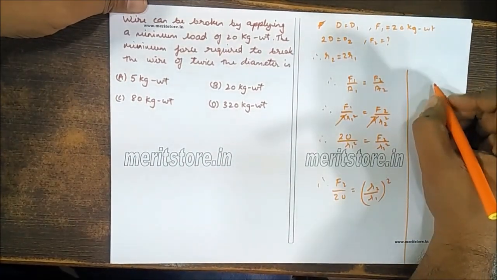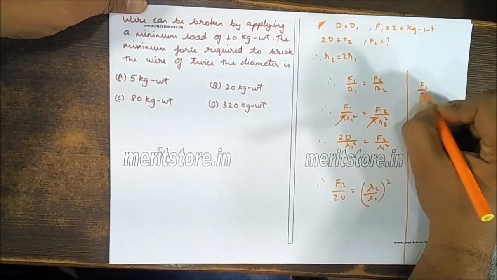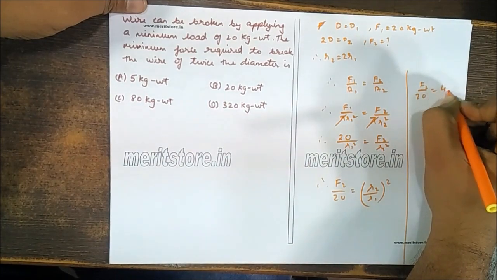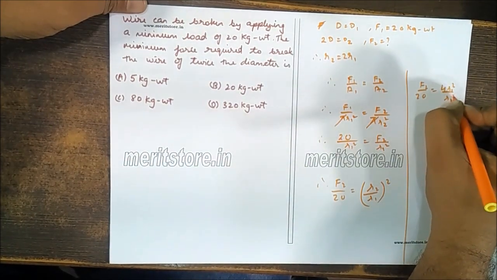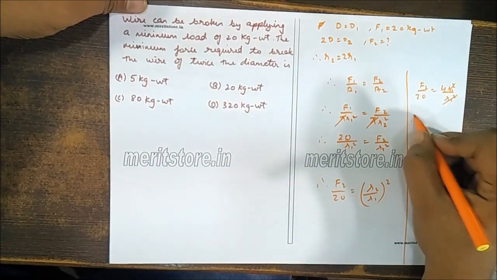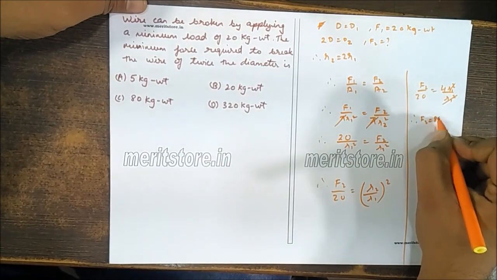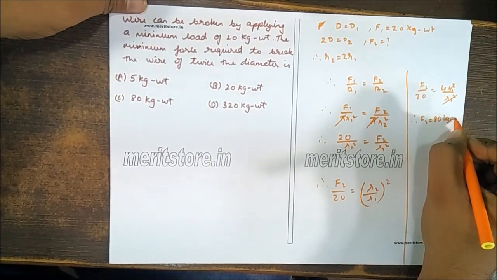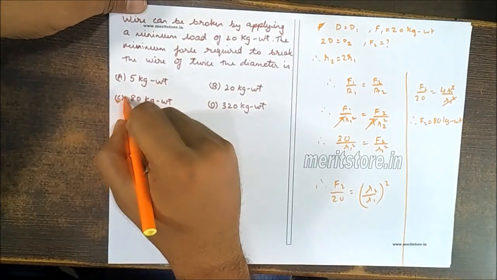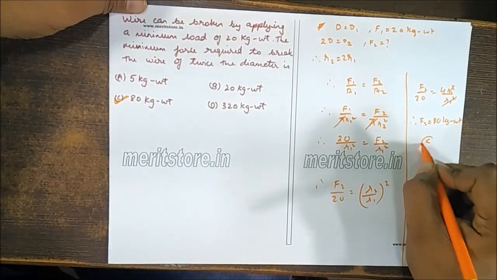So what is R2? 2R1. So I get F2 upon 20 is equals to 4R1 square upon R1 square. Therefore F2 is equals to 80 kg weight. Option C.